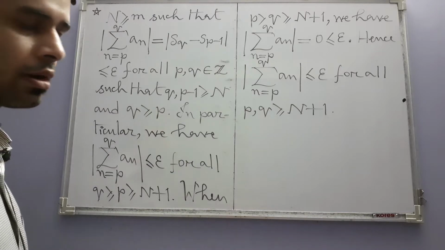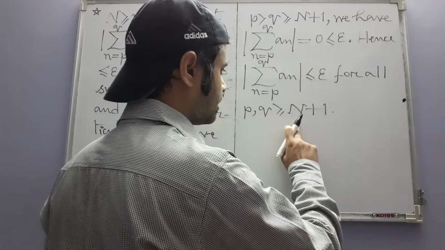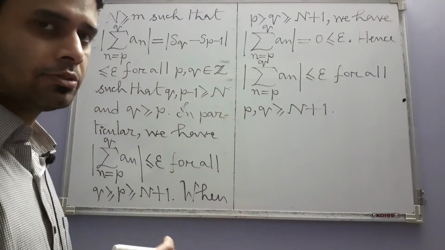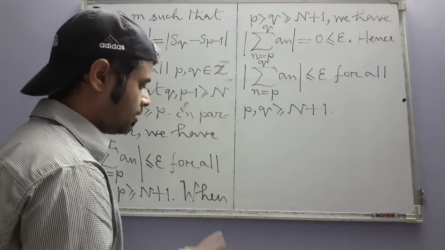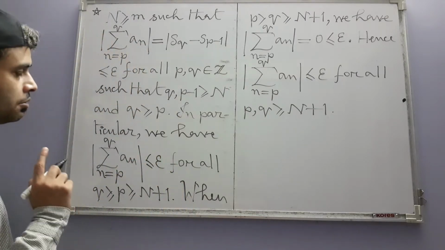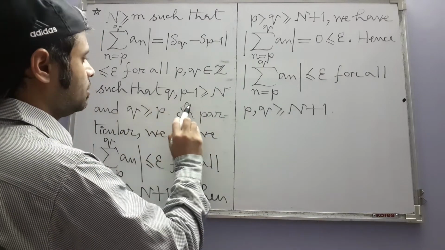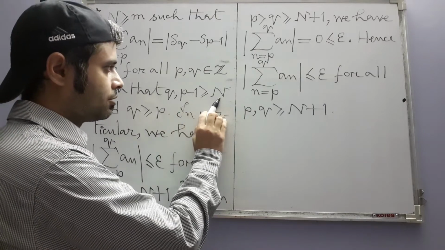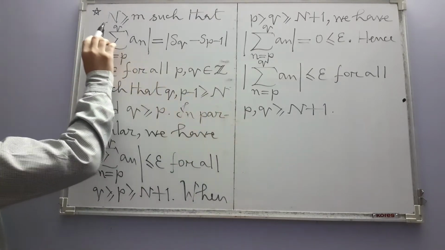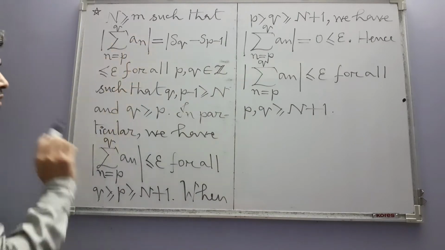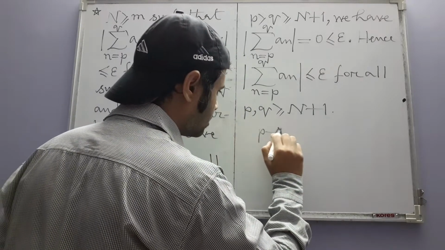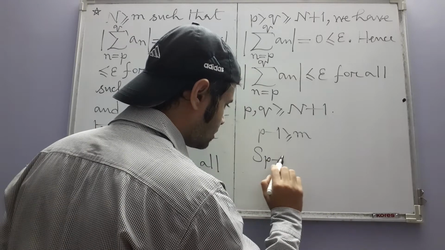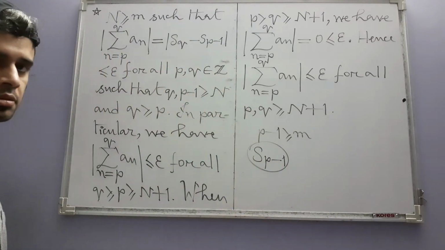You may ask one more thing also. In the given statement we have n, but here you have n plus 1. This n plus 1 is some n, right? And there is one more subtle thing. Note that we have carefully considered p minus 1 to be greater than or equal to n. And what is this n? This n satisfies this inequality. That means p minus 1 is greater than or equal to m, and that is why the partial sum S_{p-1} makes sense.